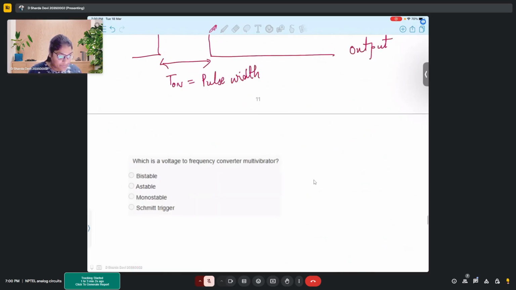So in this problem, which of the circuits is a voltage to frequency converter multivibrator? So here what you want to do is you want to convert voltage to frequency. So how can you do that?